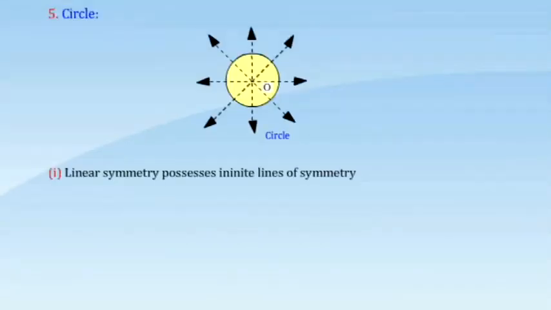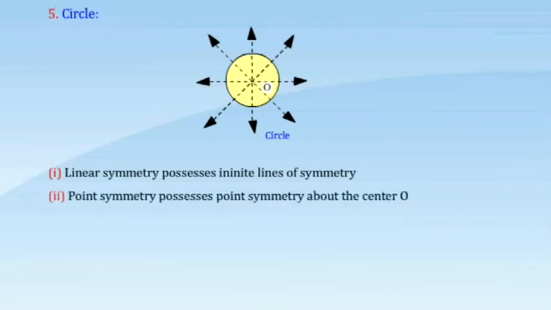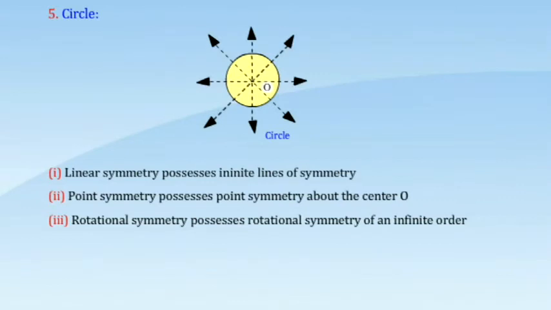Circle. Linear symmetry possesses infinite lines of symmetry. Point symmetry possesses point symmetry about the center O. Rotational symmetry possesses rotational symmetry of an infinite order.